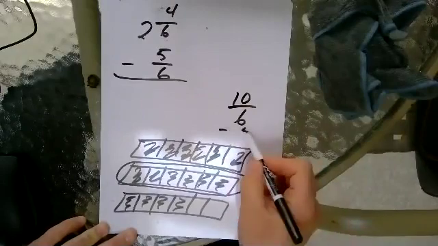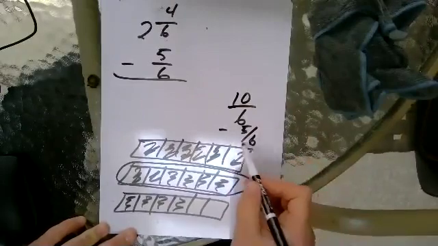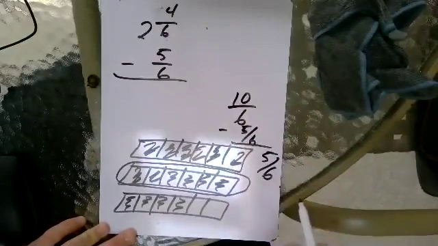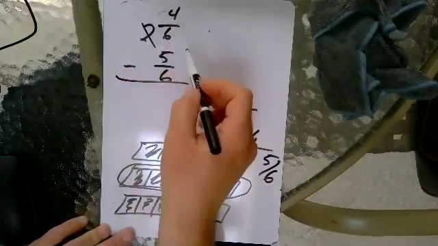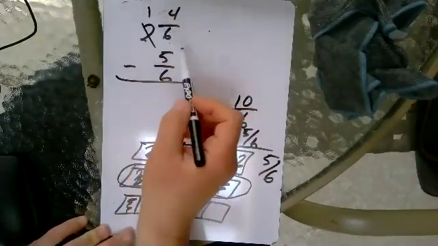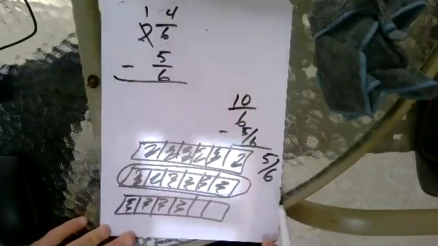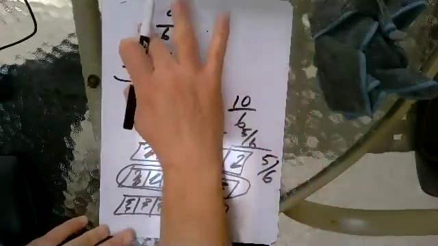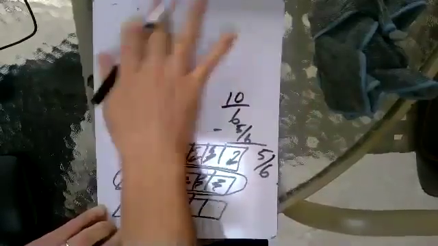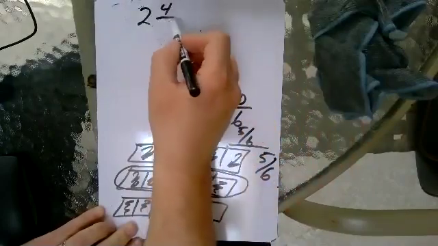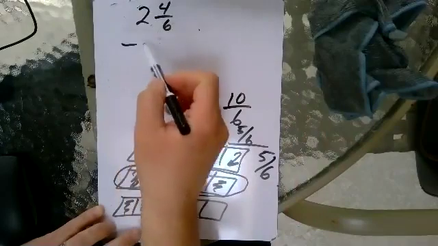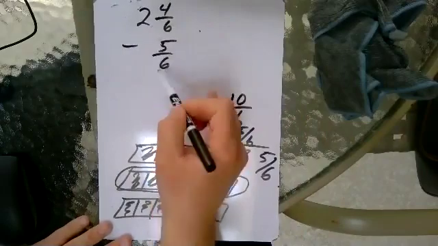And now I can say 10/6 minus 5/6, which gives me 5/6. But I do not have 2 wholes anymore because I turned one of those wholes into 6/6. So now I have 1 whole. So now I can show you that using the modeling, but I can also use the same idea to solve using the algorithm. So I had 2 and 4/6, and I wanted to take away 5/6.